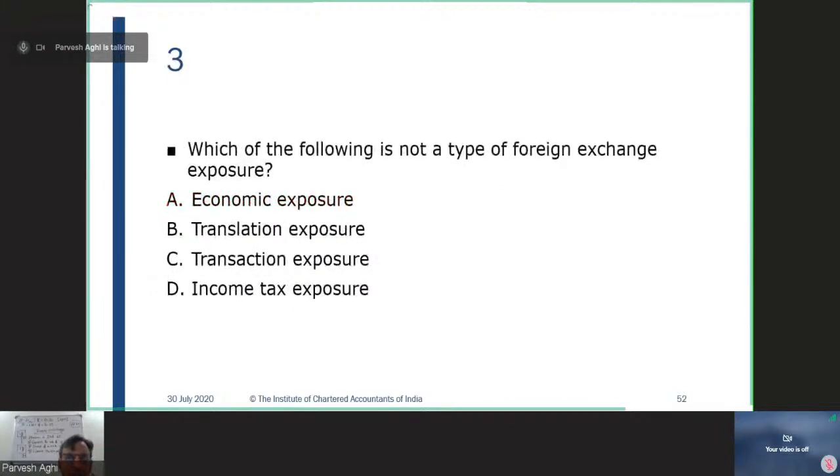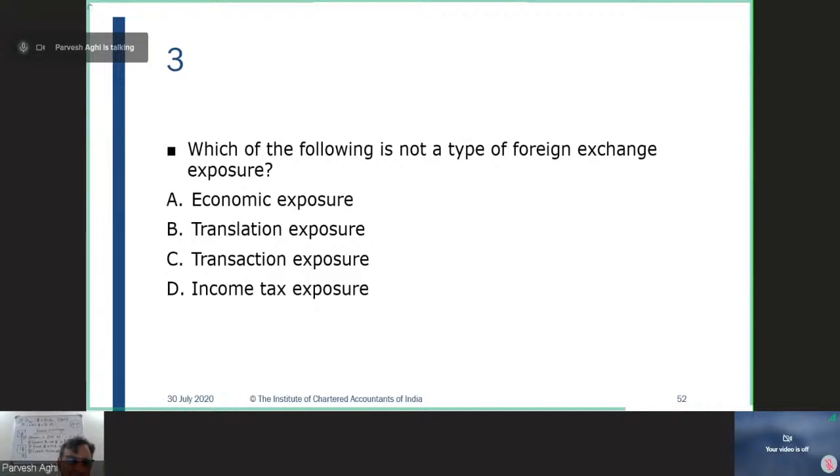Which of the following is not a type of the foreign exchange exposure? This is out of your earlier knowledge, which you have studied. So you have the economic exposure, you have the translation exposure, the transaction exposure, income. Which of the following is not due to the foreign exchange? There are 4 options, A, B, C, D. Which of the following is not a type of the foreign exchange exposure? Use your sense and give me an answer.